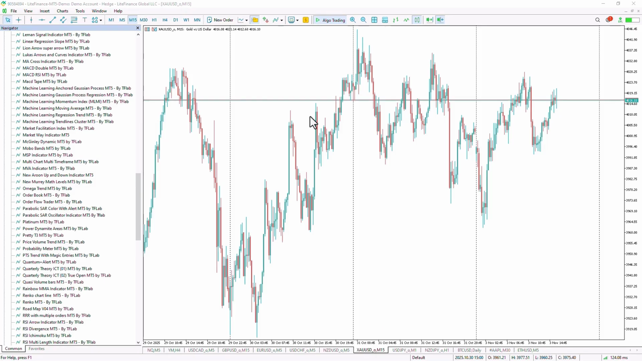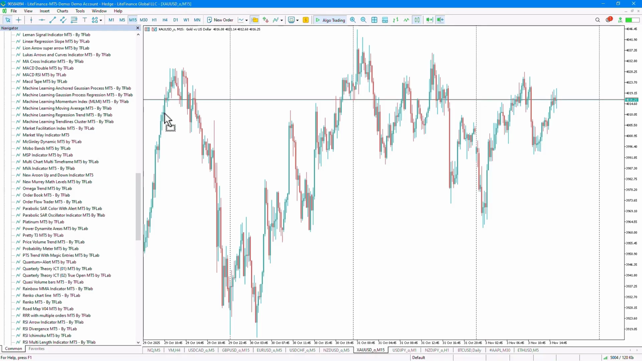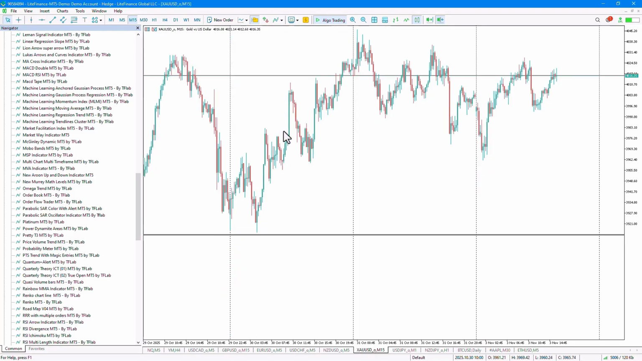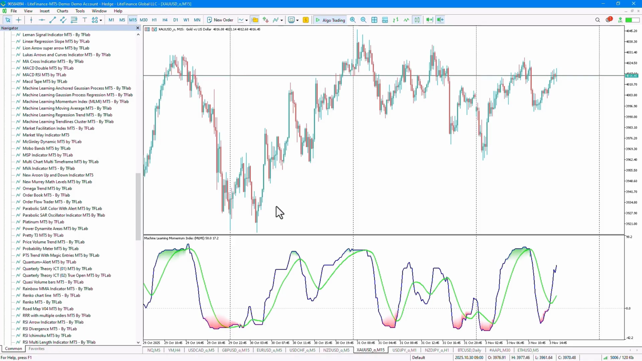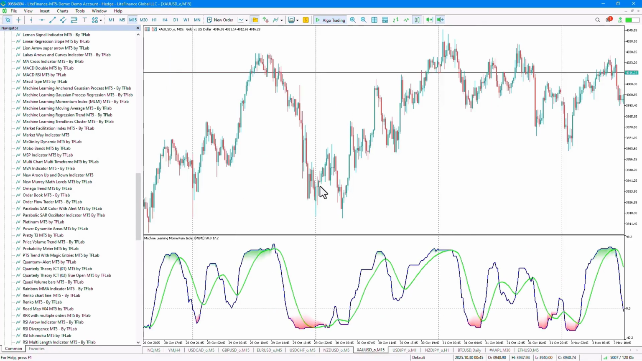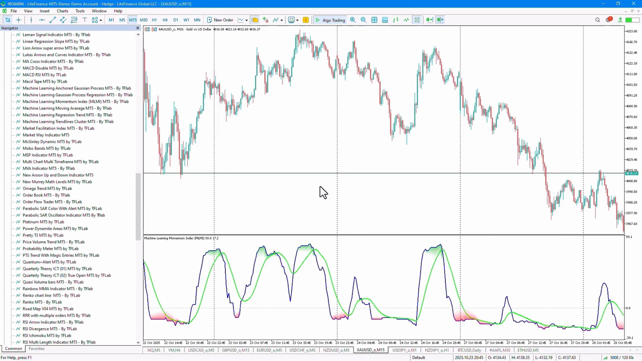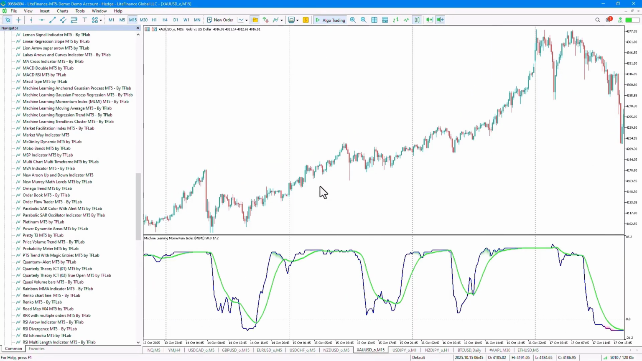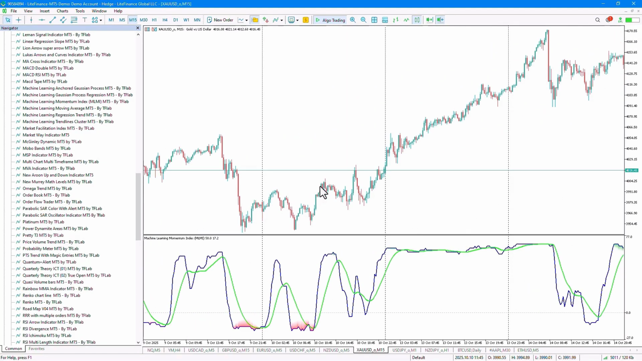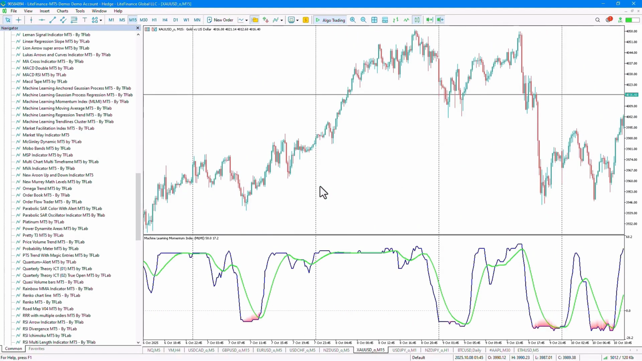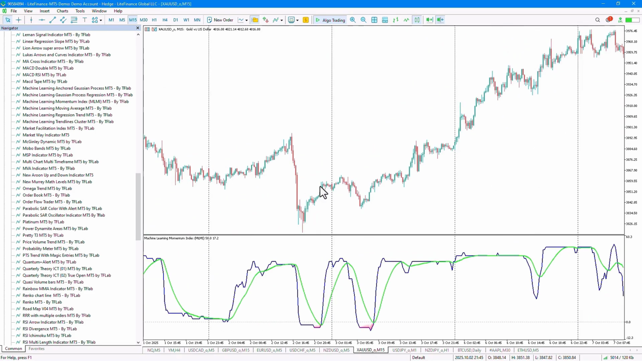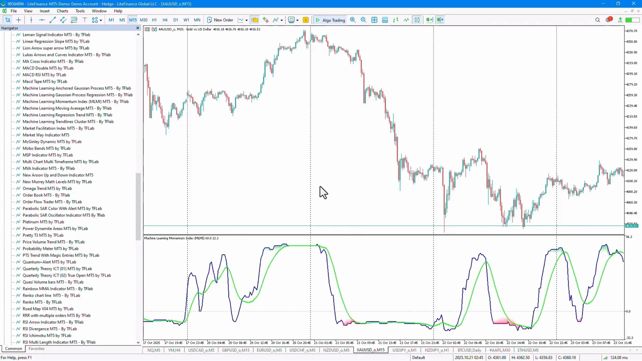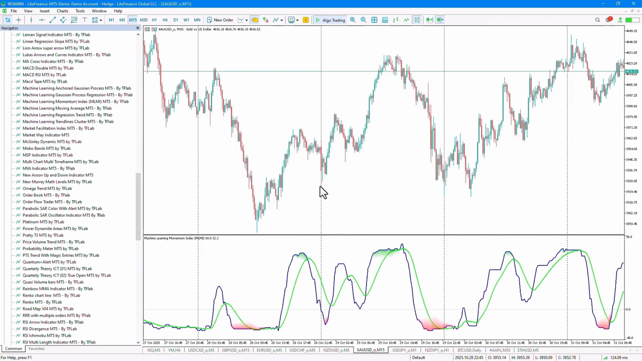From the Navigator section, we select the indicator file, and by dragging the file onto the chart, we run the indicator. Once the indicator is running on the chart, an oscillator window will be displayed at the bottom of the chart. The Machine Learning Momentum Index indicator is a special and practical tool that traders can use to identify the direction of price movement, detect overbought and oversold zones, and ultimately, based on two oscillator lines, receive trading signals and enter buy or sell positions in the market.